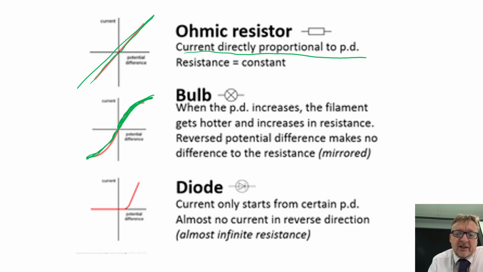But the whole point is that as you get more and more potential difference, it gets hotter, which then makes the resistance higher. The last one, the diode. With a diode, you can add potential difference, and only at a certain point does the diode actually let current flow. If you reverse it, no current flows at all, however much potential difference you're putting into it.